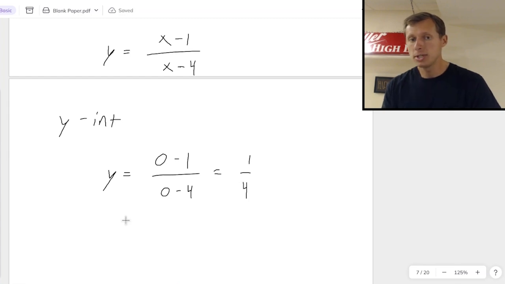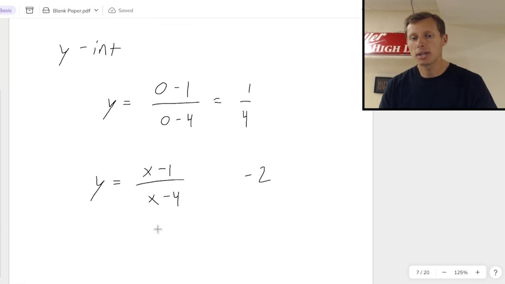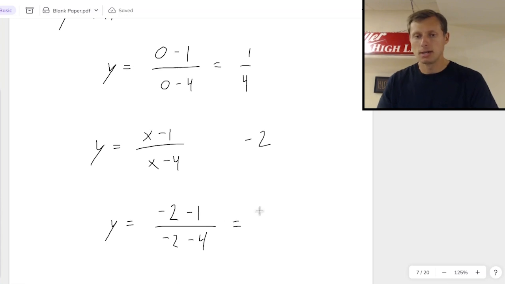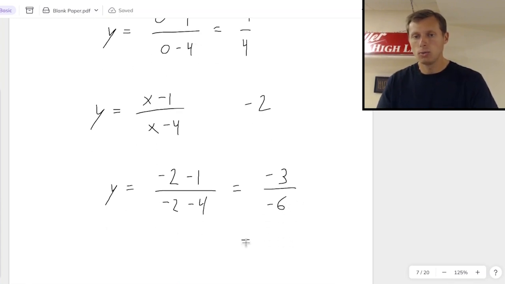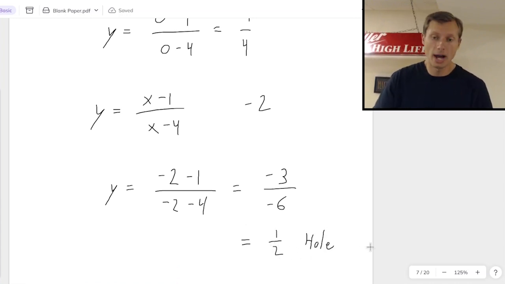Another thing we want to do is find where that hole in the graph is. To do that, you need to plug in the hole, which remember that was -2. You need to plug that in for x. That's going to give you the position for the hole in the graph. And if I simplify this, that'll get me -3 over -6, which is really just +1/2. This is where the hole is, or at least for the y value.